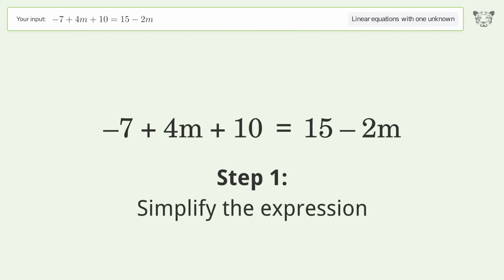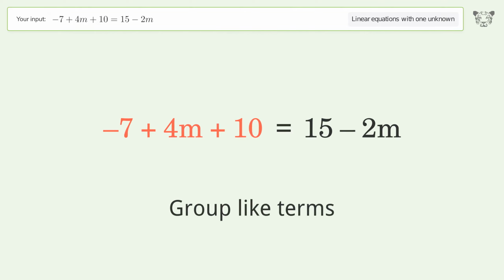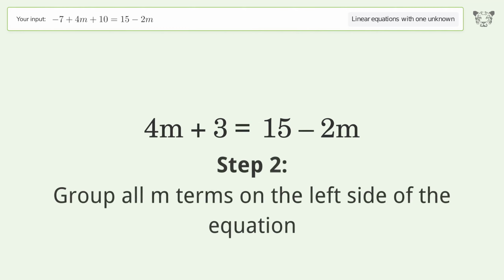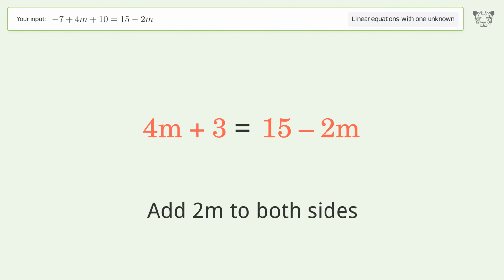Simplify the expression. Group like terms. Simplify the arithmetic. Group all m terms on the left side of the equation. Add 2m to both sides.